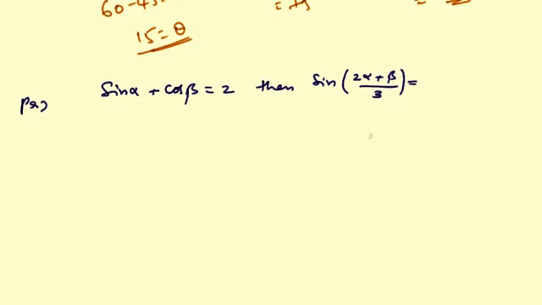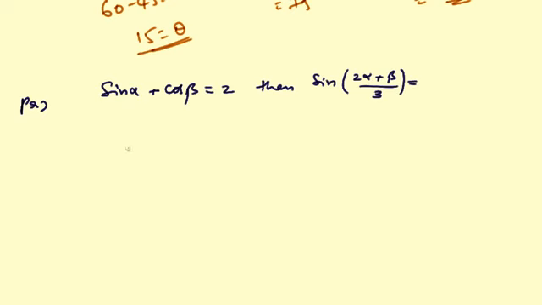And again, this is a very important problem, friends, as per the examination. We know that this is sine alpha, where alpha is a different angle, and cos beta, where beta is a different angle. If you add those two values, a sine value and a cos value, and you get the value 2, it is possible only when sine alpha is 1 and cos beta is 1.